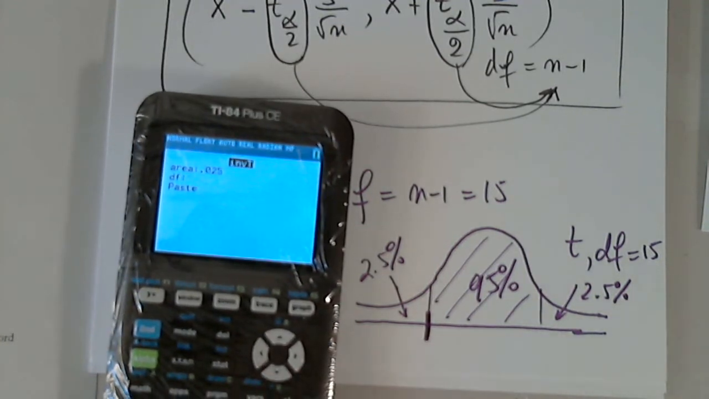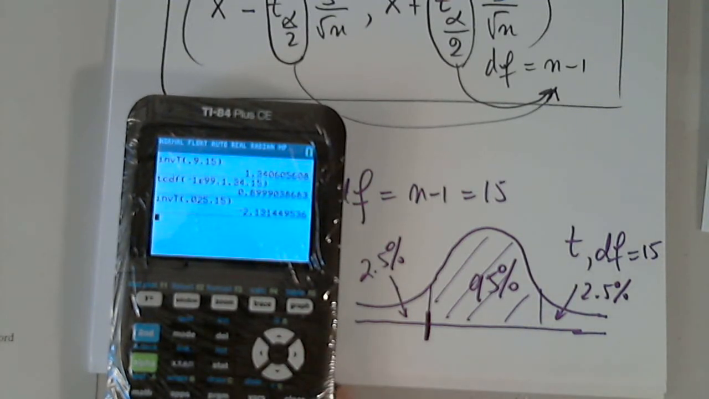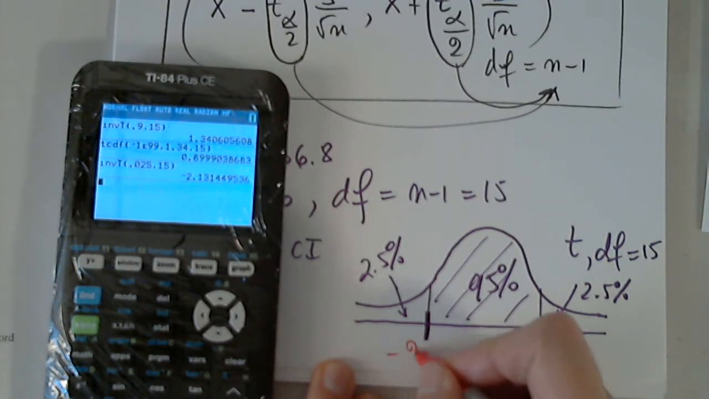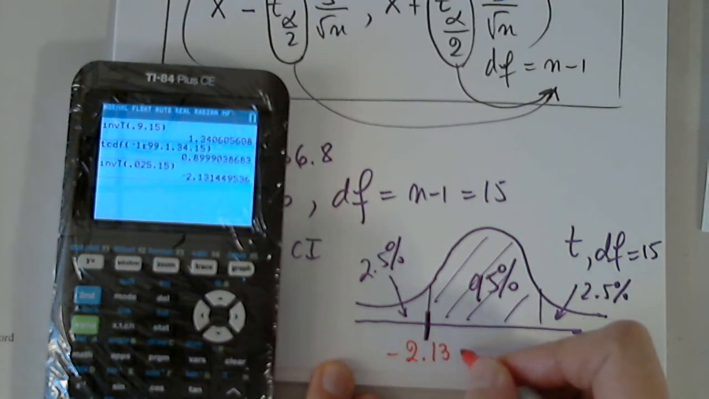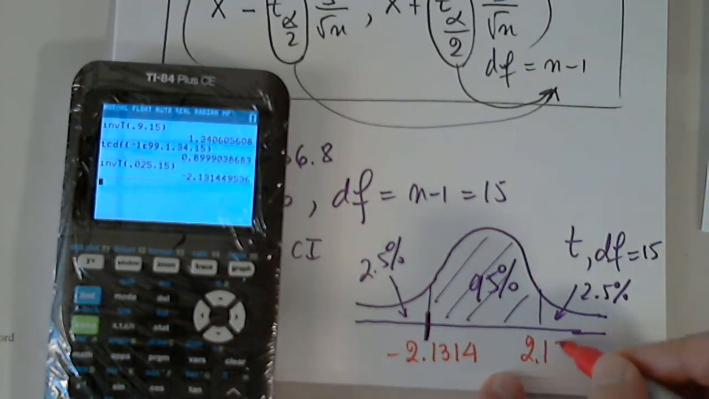Degrees of freedom, 15. Just give me T. Negative 2.131. I forgot to look at how many decimals it asks for. I'm going to use 4 decimal digits for now. Negative 2.1314. Of course, this one will be 2.1314.